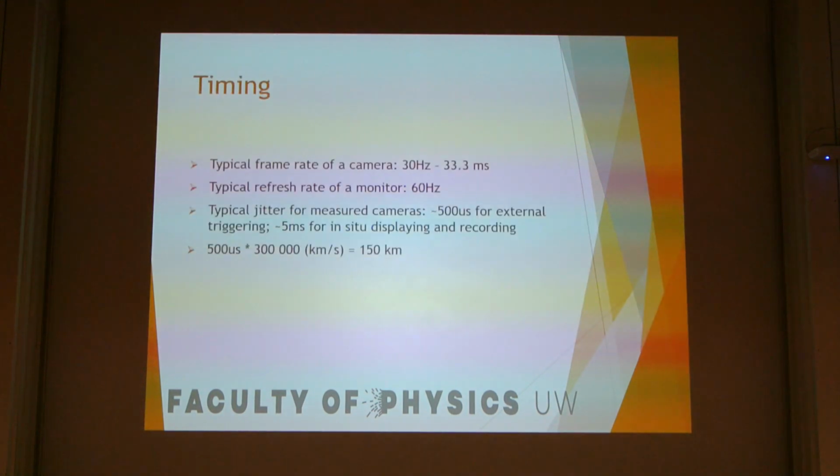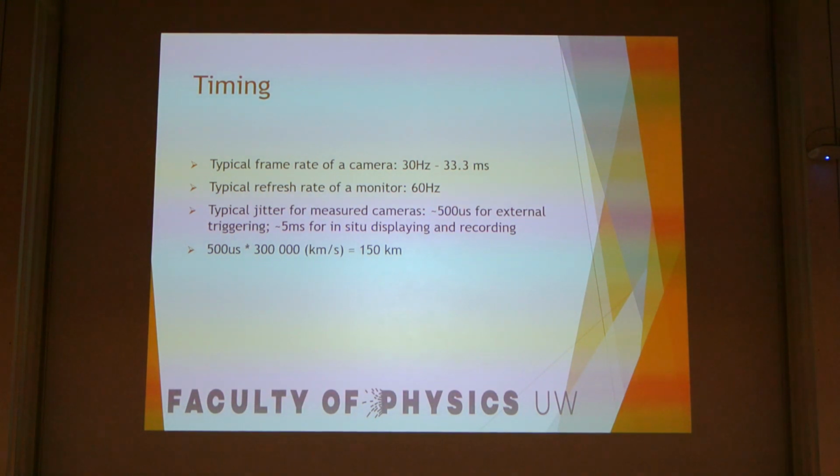So let's talk about timing. So the typical frame rate of a camera is 30 Hertz. It's not much. It's 33.3 milliseconds between one frame and the other. And then the typical refresh rate of a monitor is 60 Hertz. But again, this is the minimum, so we don't really care that much, as we can't display frames faster than we collect them.